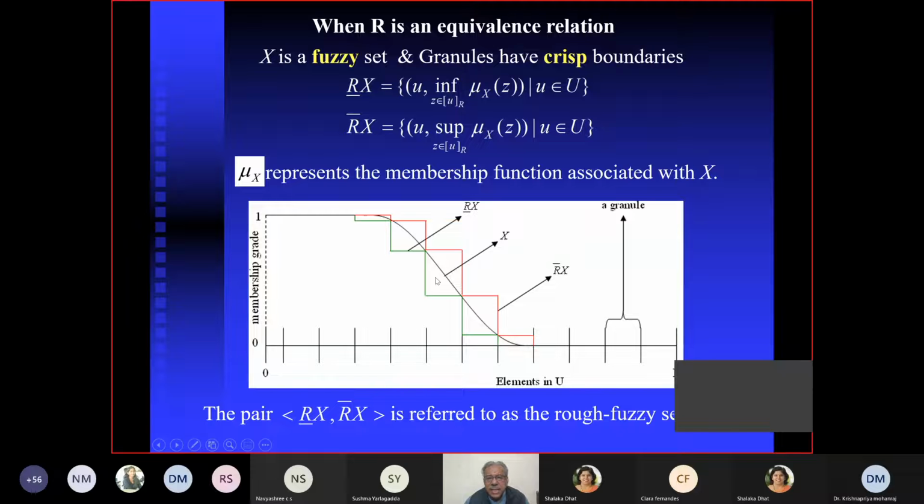So here the set is fuzzy. Similarly, what we define here: the lower approximation equals the infimum over all those granules. For any element u, what will be the lower approximation? You take the granule to which it belongs and take the infimum over all elements belonging to it. So this is the infimum value, and this is the supremum value.